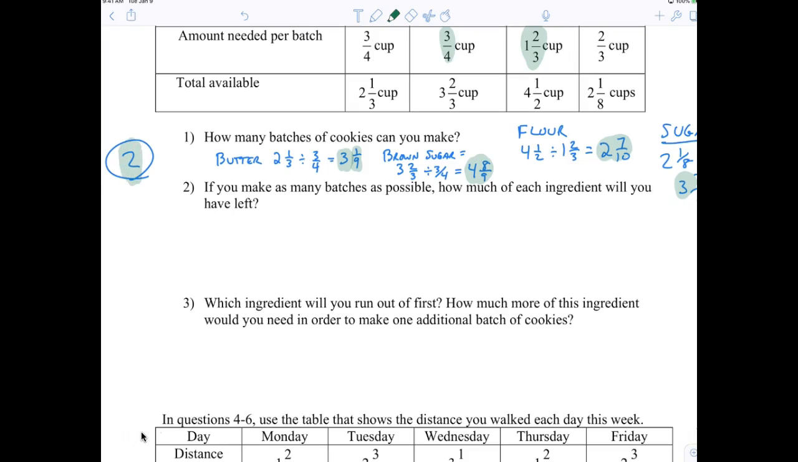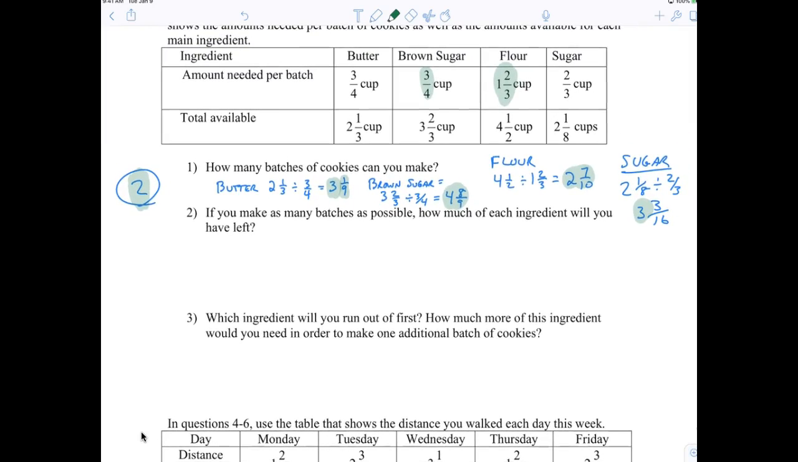Now I want to read number 2. It says, if you make as many batches as possible, how much of each ingredient will you have left? This one also is kind of tricky. I want somebody else to think about this. Lexi, tell me what you're thinking. If you make as many batches as possible, how many batches are we going to make? Only 2 batches. So if I only make 2 batches, how much butter do I have left after I make my 2 batches? What would I do?